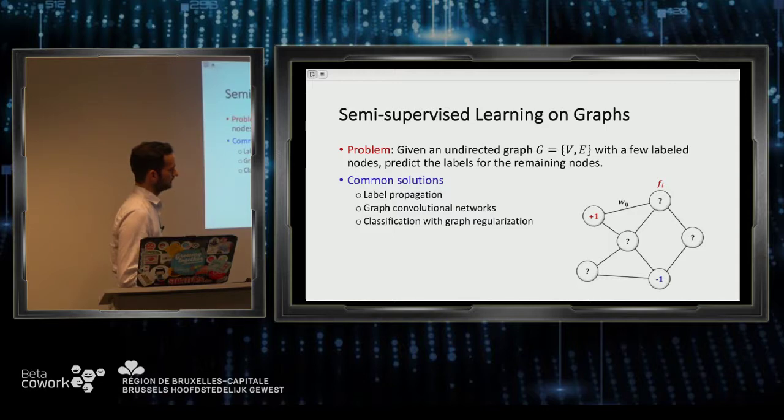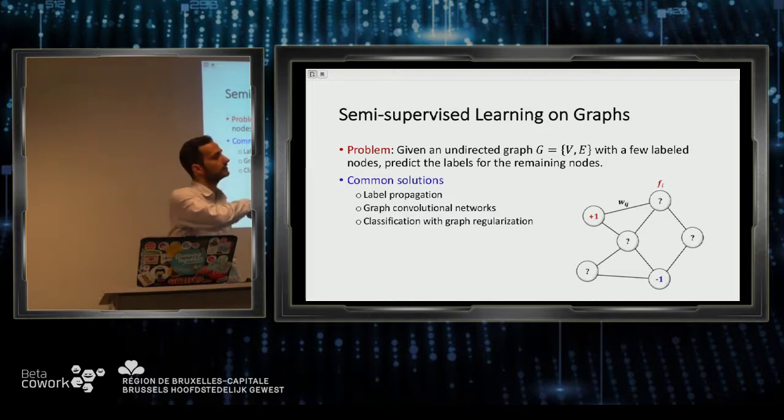You have labels for particular nodes, you know them, but you don't know the labels in other nodes. And what you want to do is to find the labels in the rest of the nodes. There are different ways to solve this problem. There are algorithms that do label propagation themselves, or we can apply graph convolutional neural networks, or we can apply some kind of classification approach with regularization on the graph. And this regularization, what I call regularization, is the constraints that you saw before, the smoothness constraints, right?